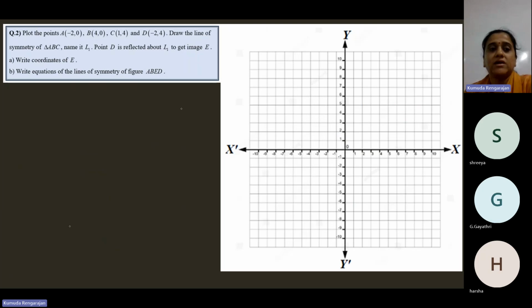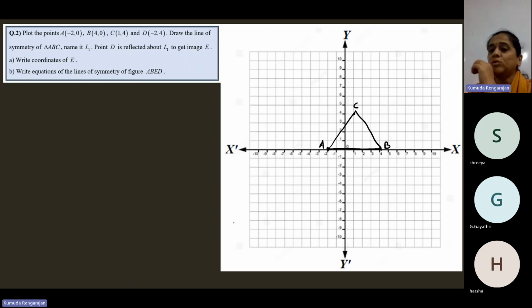So please listen. Shall we plot the points? I'm just going to repeat what we just discussed. If you're sure about it, you can start working. Otherwise, please listen. A is minus 2 comma 0. This is A. B is 4 comma 0. This is B. C is 1 comma 4. This is C. So this is the triangle ABC.